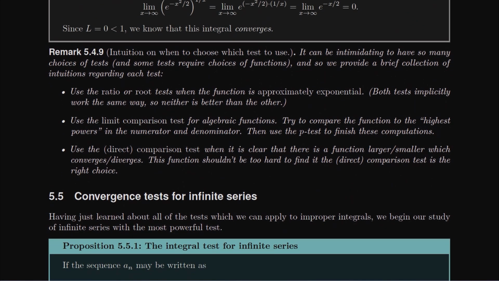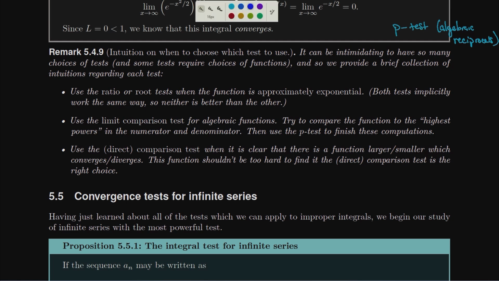Let's talk about some intuition before we finish off. So when should we choose any of our tests? Let's recall what we have. The p-test kind of plays its own role. This is only ever used for algebraic reciprocals, a very special class of functions. It's kind of the thing you refer back to when you're using comparison tests.